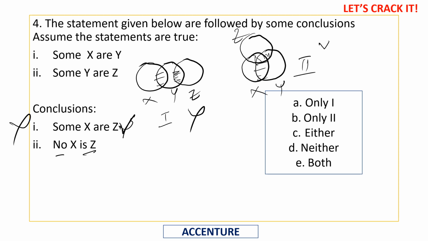No x is z. In the first Venn diagram, no x is z is true. But in the second, no x is z is false. So one true, one false, so it has to be false. A conclusion is correct only when it is correct with all the respective Venn diagrams drawn. No matter how many Venn diagrams you draw, in each of the Venn diagrams it should be satisfied. Only then the conclusion is true. In our case, both conclusions failed, so neither of the conclusions follows.